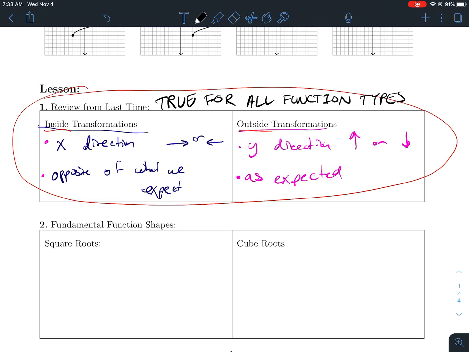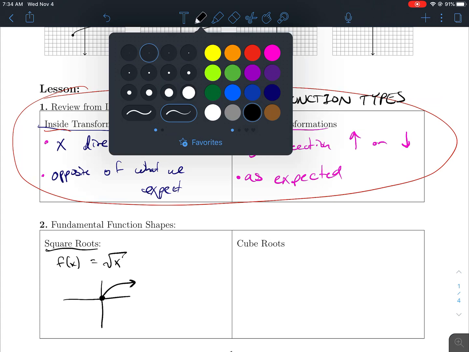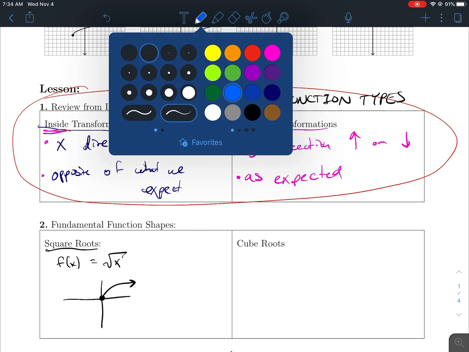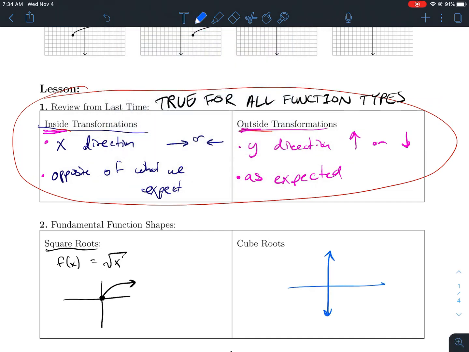The one thing that's going to change is when our function type changes, for example, square roots, we've learned that they have a basic shape starting at 0, 0 and having that crest going up, like a wave. For cube roots, actually, it's going to be the same inside and outside transformation rules. It's just that the overall shape is actually different. So this one has a key point at 0, 0, just like our square root one did. And to remind you what the equation looks like is this. Cubed root of x.